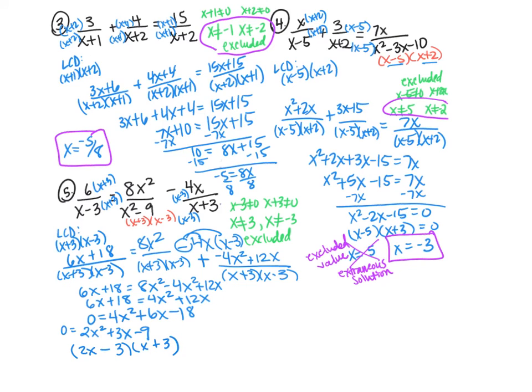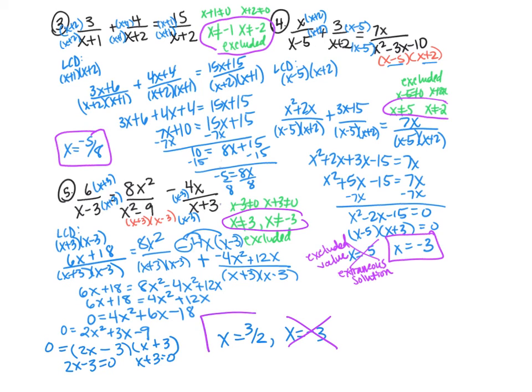All right? Set each of those factors equal to 0. So I'm going to end up getting what I think is my solution, but I'm going to have to check it. So I think that one of my solutions is 3/2, and I think that another solution is -3, right, when I solve those. So I'm going to go back up to my excluded values. But my excluded values up here say that x cannot be -3.